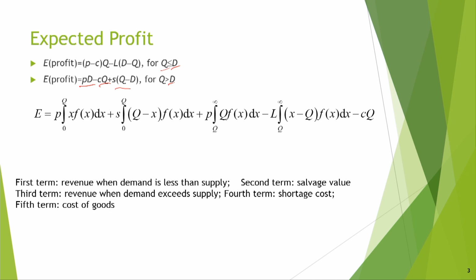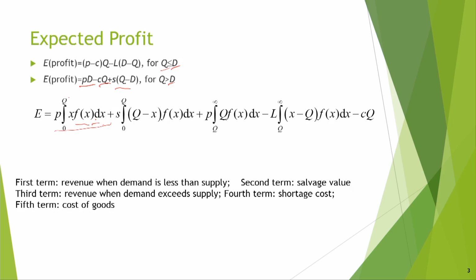Expected profit is the integral of P x f(x) dx. So f(x) dx is the probability that x units will be sold. So we go from 0 to Q. This is the profit multiplied by x f(x) dx, so we are taking weightage of that type between 0 to Q.